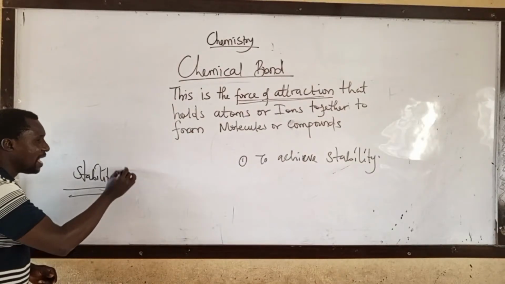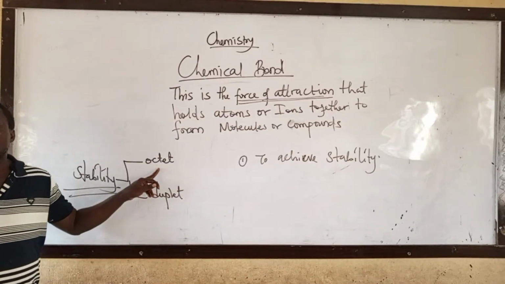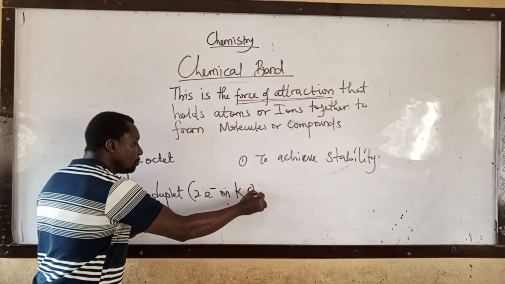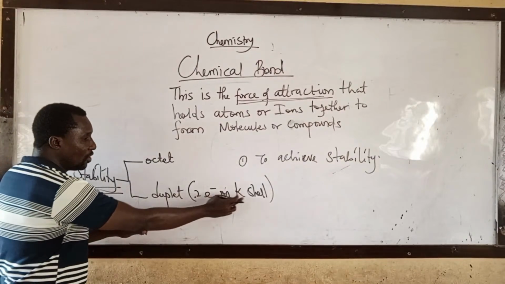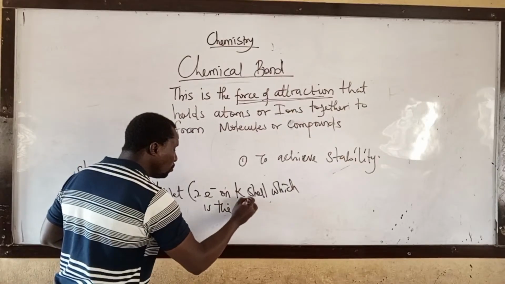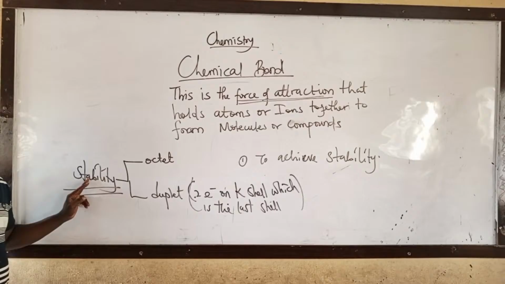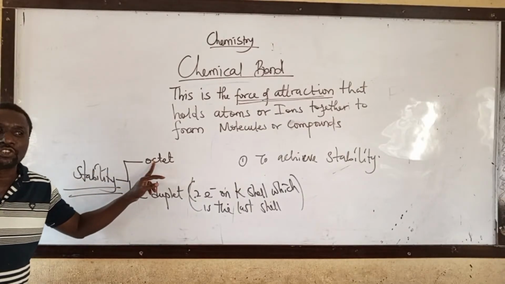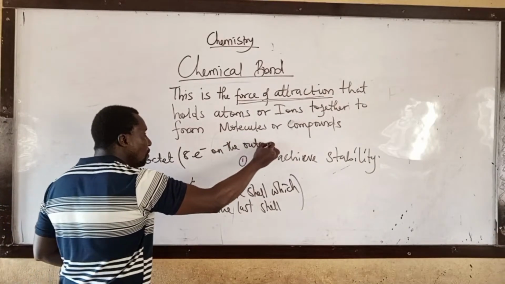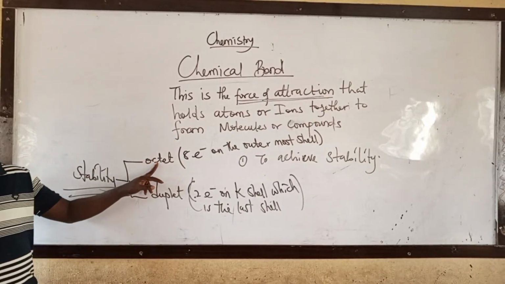Stability in chemistry is when atoms achieve octets or duplets. Take note. That means when an atom has 8 electrons on its outermost shell, or 2 electrons on the K shell, which is the last shell. That is a duplet. Octet means 8 electrons on the outermost shell. Stability is when atoms have 8 electrons, that is, form an octet.